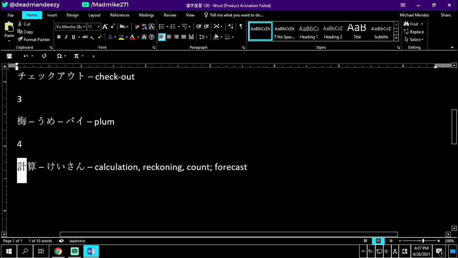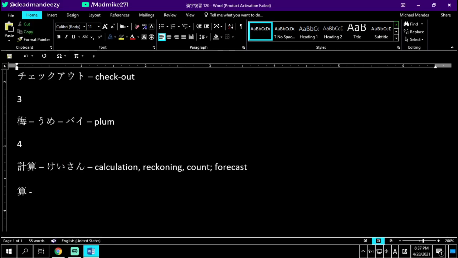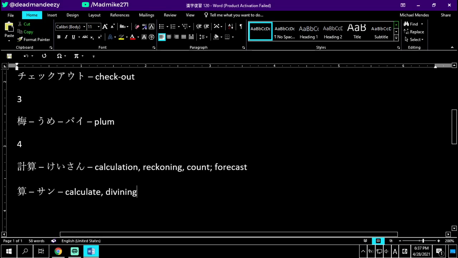That's this guy. On the right side, we have sun. Brand new. Onyomi is sun, and this is calculate or divining. On the left side here, we have bamboo over an eye that is essentially counting on his fingers. So, counting the bamboo on your fingers. You're trying to calculate how many bamboo stands there are, and you're calculating on your finger.